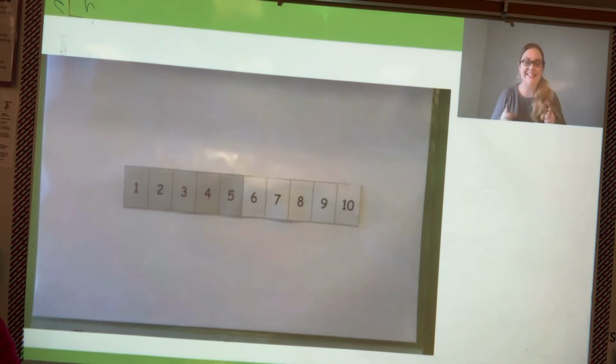Listen to this story. There were 4 pigeons on a sidewalk. 5 more pigeons came to join them. How many pigeons are there now? Well, let's use our number path to figure it out. So where would I start? Where would I put my finger first? Think about it. What number should I start with?